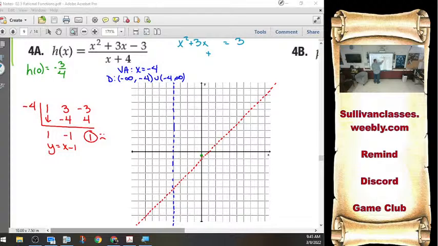Half of 3 is 3 halves. 3 halves squared is 9 fourths. 12 fourths plus 9 fourths is 21 fourths. Solve by square roots. Your x-intercepts, make sure you write them correctly, are negative 3/2 plus or minus square root of 21 over 2.